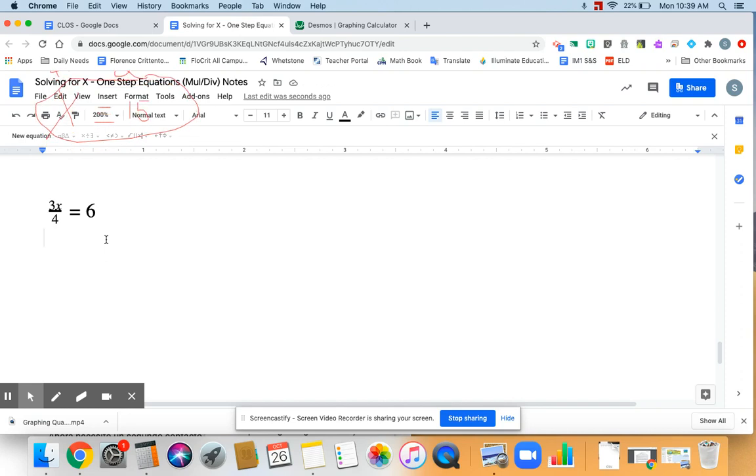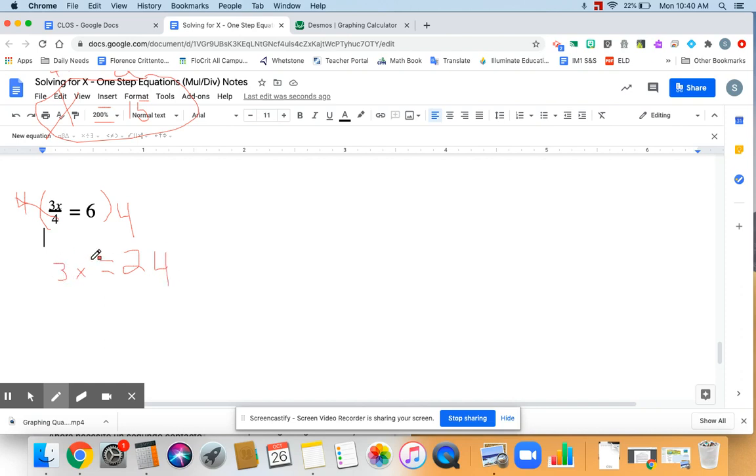So for this one to solve, what do you think my first step's going to be? Since there's a fraction that's getting divided by 4, I have to get rid of that first by multiplying both sides by 4. So this times 4 divided by 4 will cancel, and I'll just be left with the 3x that's left on top. And it's going to equal 6 times 4, which is 24.